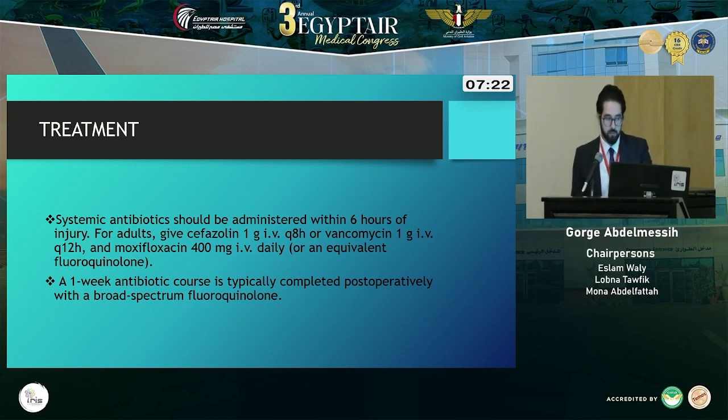After surgery, we have to start administering a systemic antibiotic within 6 hours of injury. For adults, we can give cefazolin 1 gram IV every 8 hours, or vancomycin 1 gram IV every 12 hours, and moxifloxacin 400 milligrams IV daily, or an equivalent fluoroquinolone. A week-long antibiotic course is typically completed post-operatively with a broad-spectrum fluoroquinolone.